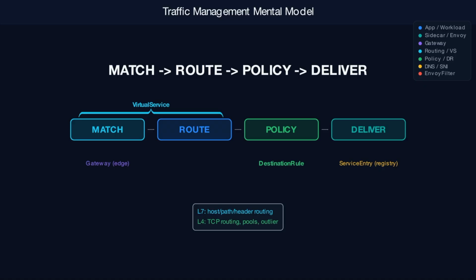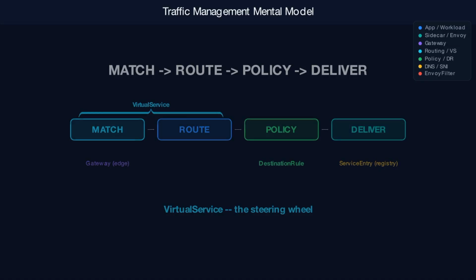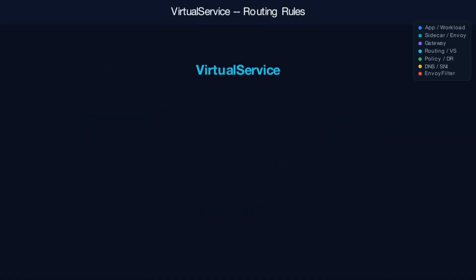That is deliver. Virtual service is mostly match plus route. Destination rule is mostly policy. Gateway is the edge entry listener. ServiceEntry extends the service registry. And EnvoyFilter is the escape hatch. High power, high risk.